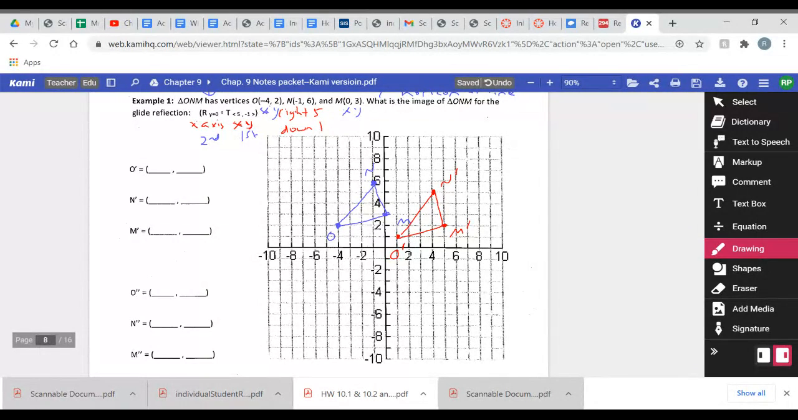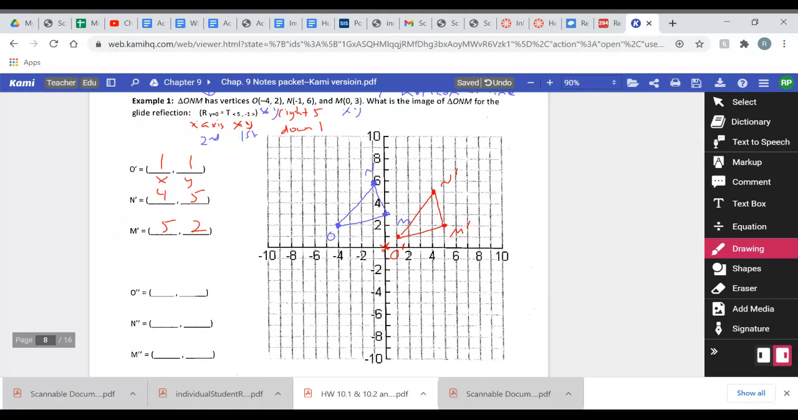Okay. And now they are asking for the ordered pairs of this new figure, so I need to write the ordered pairs. Again, don't forget x direction first, y direction from the origin. So from the origin, which is the spot right here where the x and y axis meet, I can go for O, right 1, up 1. So 1, 1. My N is right 4, up 5. And my M is right 5, up 2. So 5, 2.